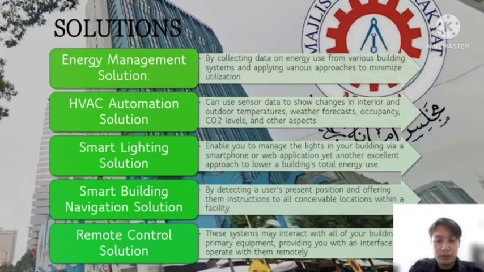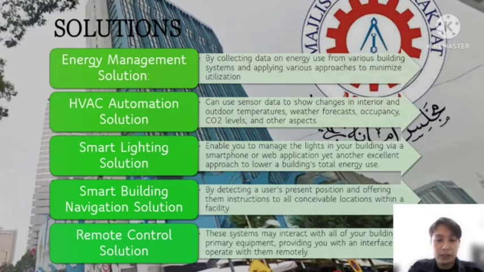HVAC automation system is introduced directly with HVAC, allowing for on-the-fly programming. It can use sensor data to show changes in interior and outdoor temperature, weather forecast, occupancy, CO2 level, and other aspects. Based on these criteria, it changes the settings of the HVAC system to provide an appropriate environment and energy consumption.